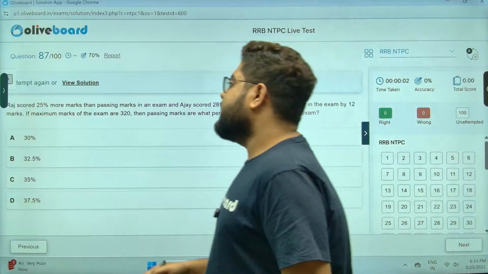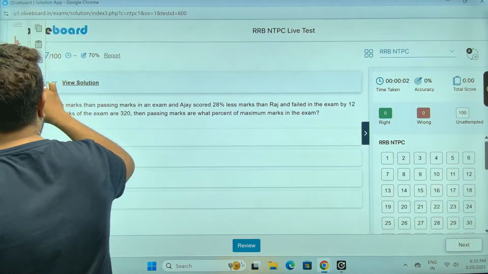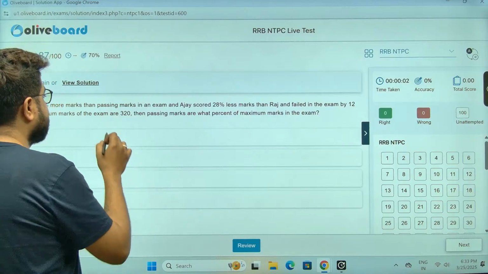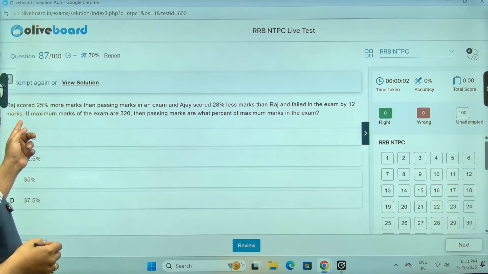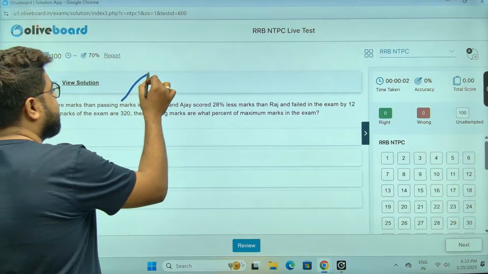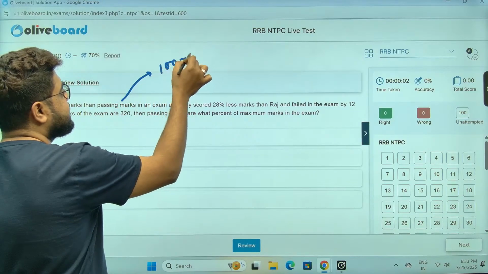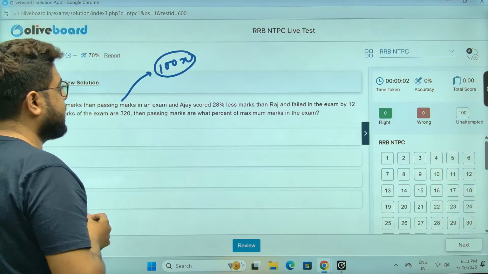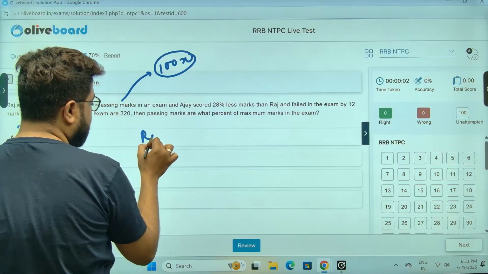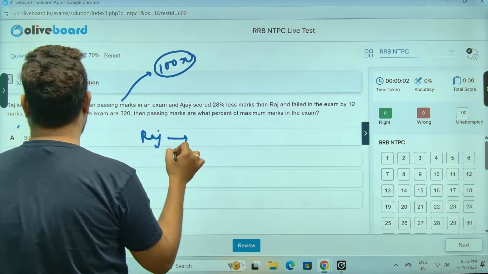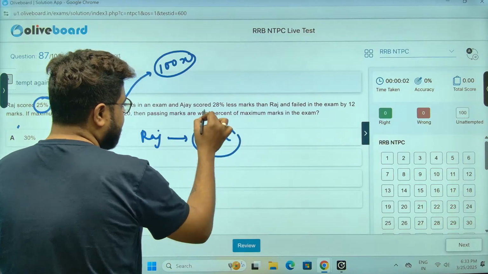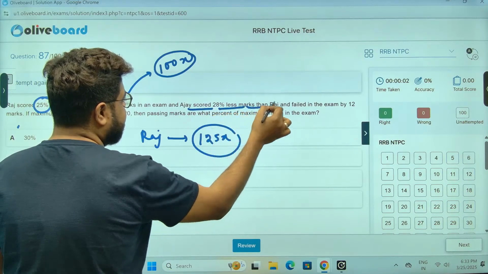Passing marks question. Passing marks questions mein, if you have practiced enough, always make your equation around passing marks. Raj scored 25% more than the passing marks. Acha, sir. Passing marks is 100x. Percentage hai na, sir? Okay. So 25% more means Raj has scored how much, sir? 125x. Acha, Ajay scored 28% less than Raj.